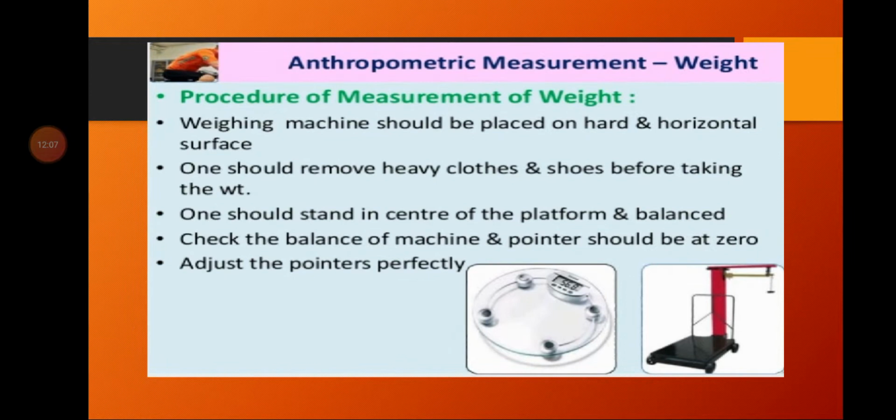Second one, measuring weight. Weighing machine should be placed on hard and horizontal surface. The person who is about to be tested should remove the heavy clothes, shoes before taking the weight, should stand in the center of the platform and be balanced. Check the balance of the machine and pointer should be at 0. Adjust the pointers perfectly. Then measure.